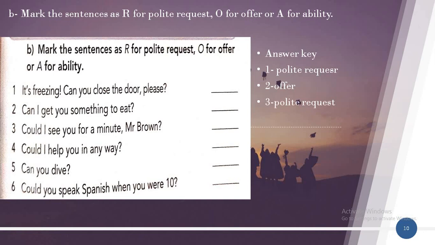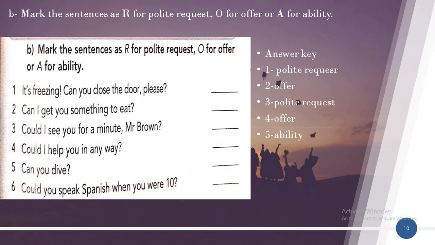3, it's a polite request. Could I see you for a minute, Mr. Brown? He is asking him for a talk or a conversation in a polite way. 4, it's an offer. Could I help you in any way? So he is offering help.